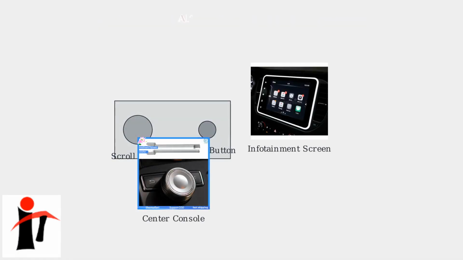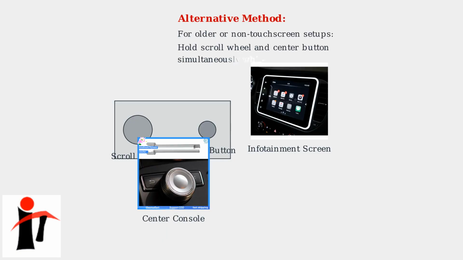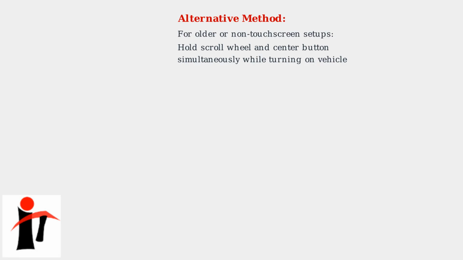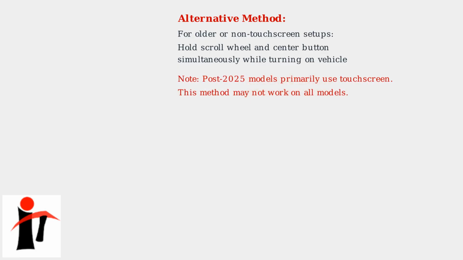For older or non-touchscreen setups, try this alternative method. Hold the scroll wheel and center button on the center console simultaneously while turning on the vehicle. However, post-2025 models primarily use the touchscreen entry method. This alternative method may not work on all models.